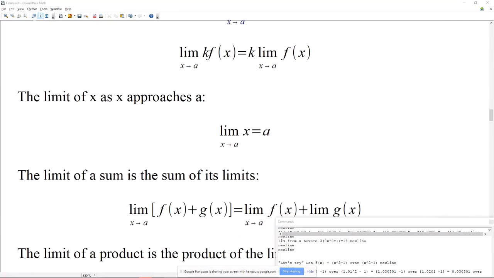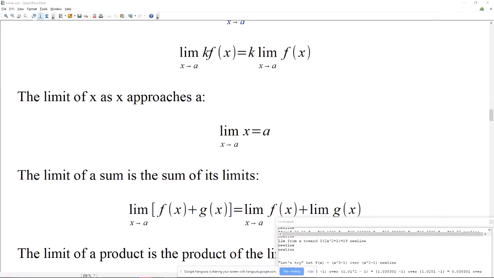The next one, the limit of x as x approaches a, is also used quite frequently. You know, there are cheat sheets for this. Don't expect to memorize these until you've done a lot of calc, but at some point you are forced to memorize these. The limit of the sum is the sum of the limits. That's a fun one.